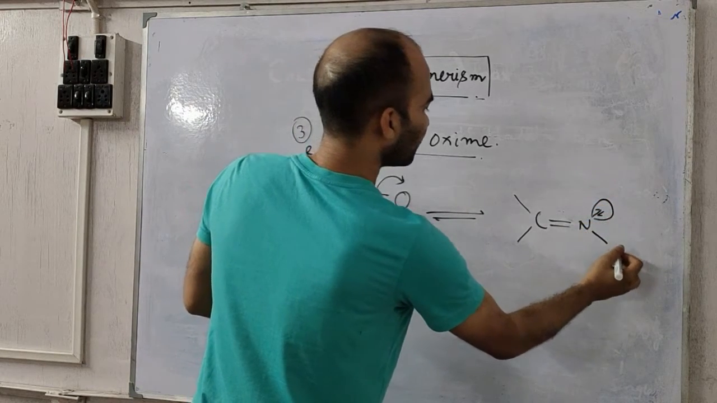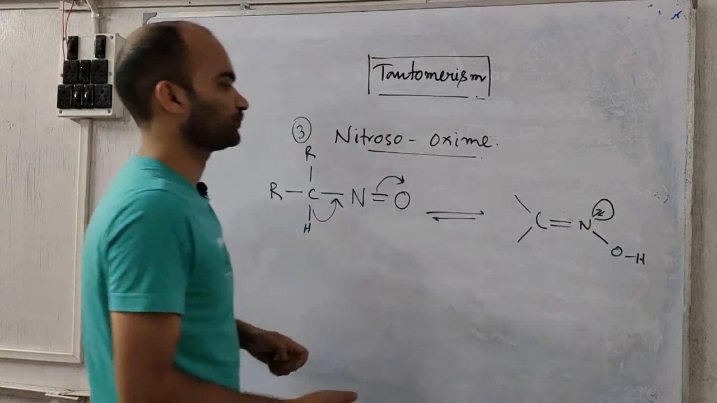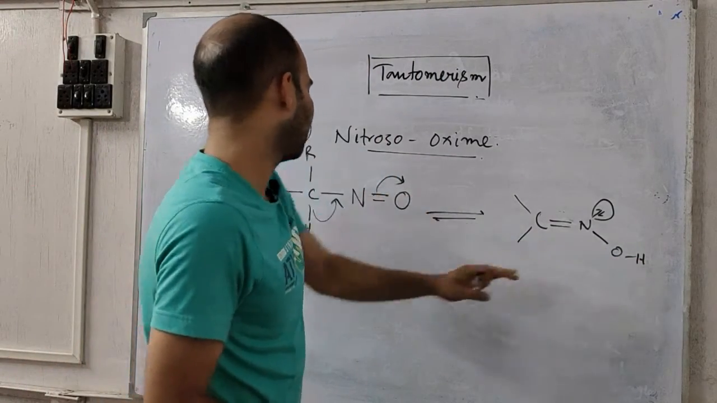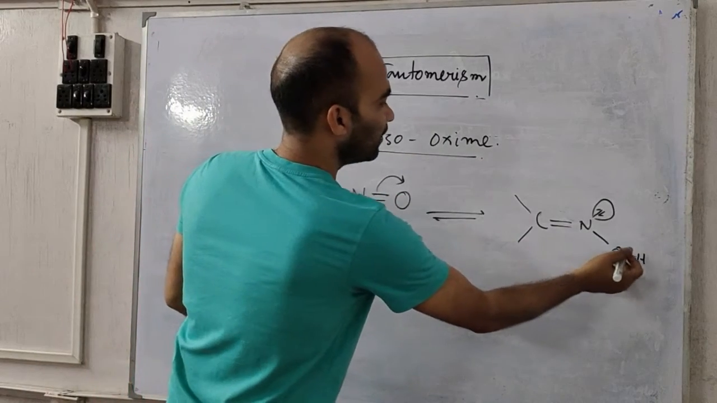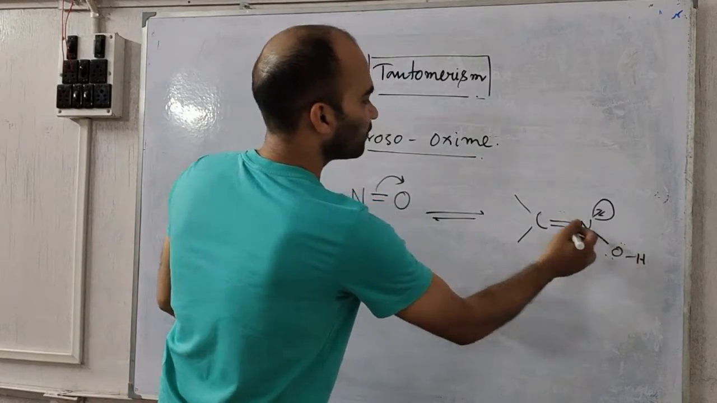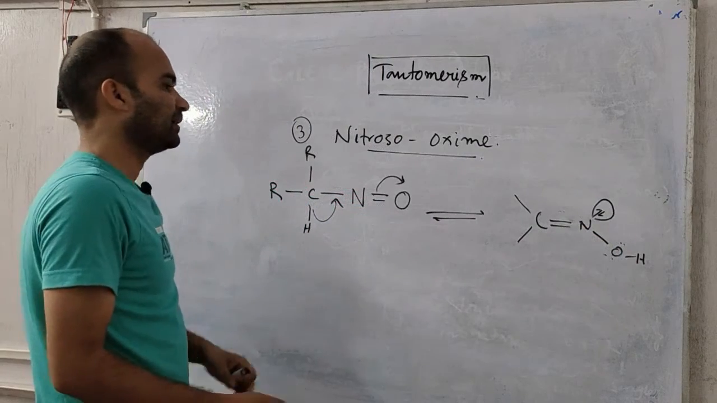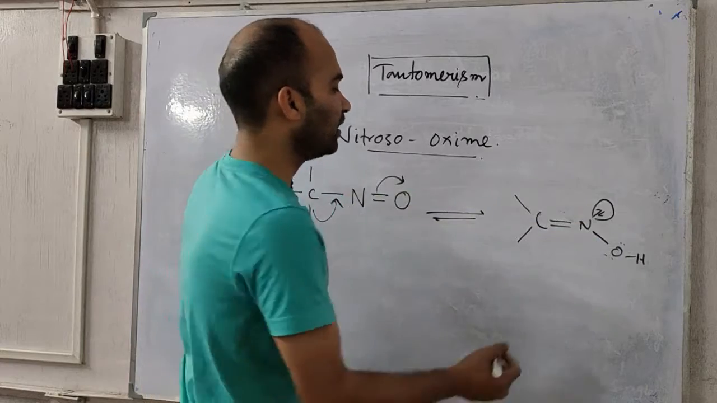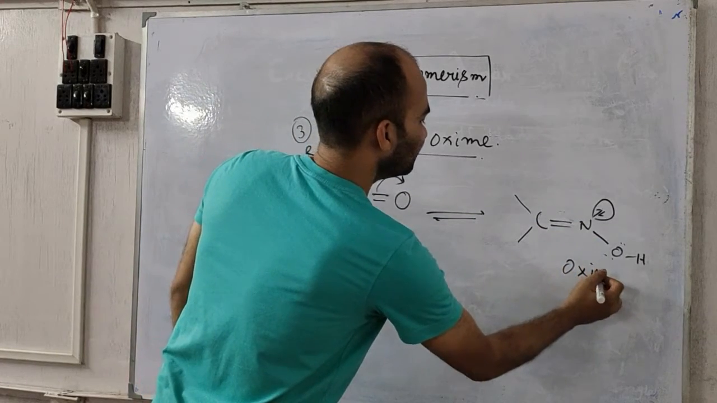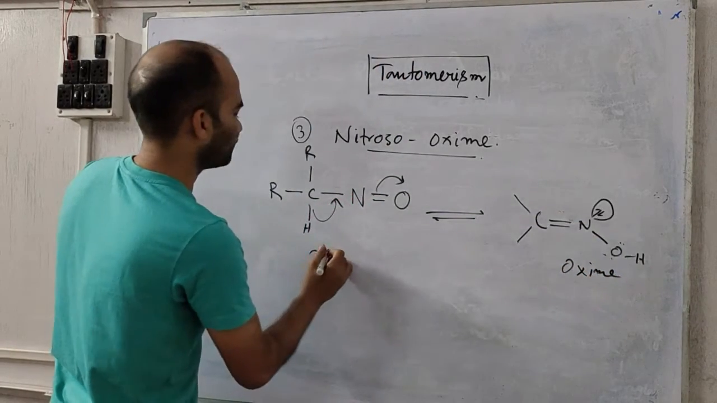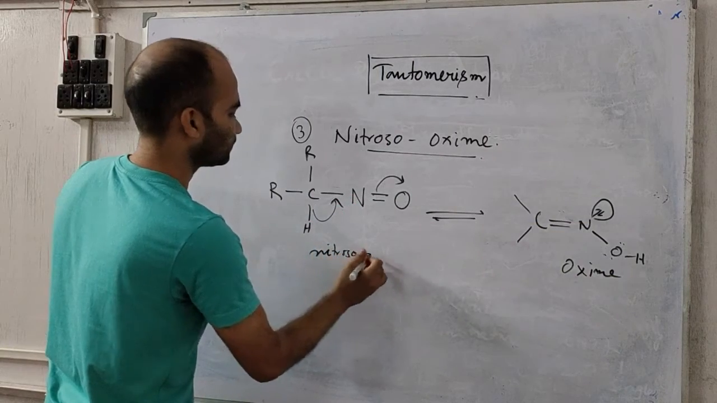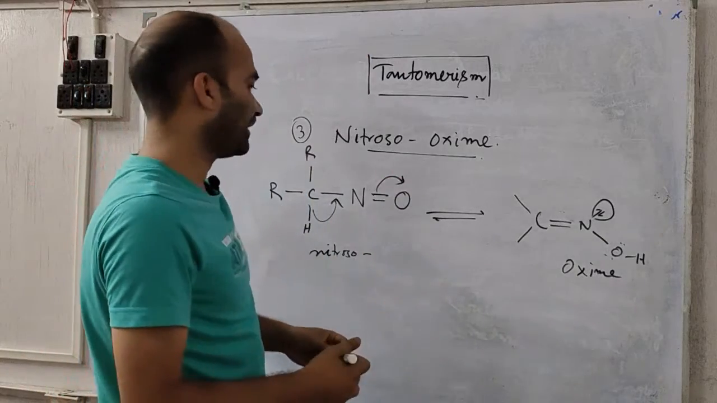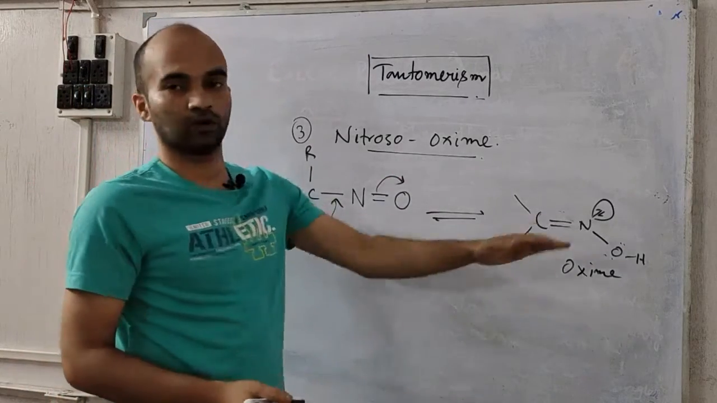One lone pair and OH. As this is more stable in structure, because the oxygen with its lone pair can involve resonating structure here, the equilibrium will be in favor of the oxime form. This is called oxime and this is called nitroso. So the equilibrium will be shifted much more towards the oxime form.